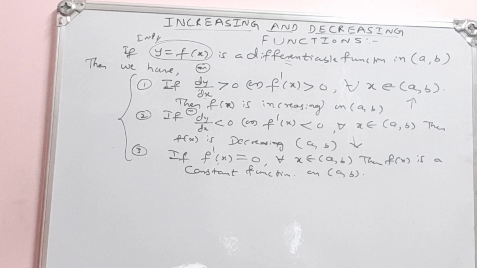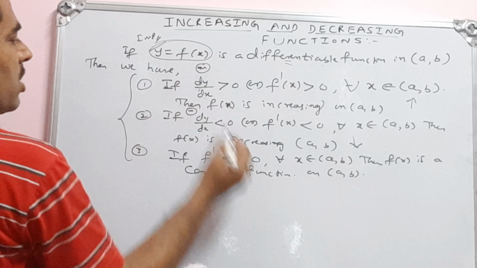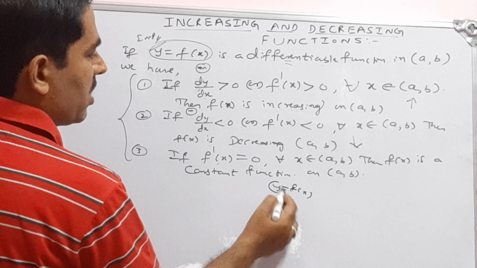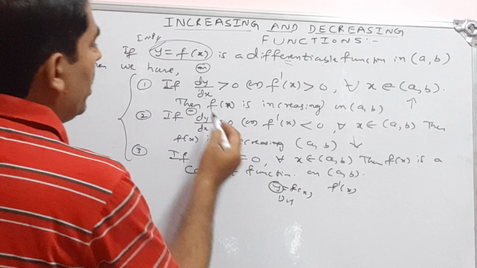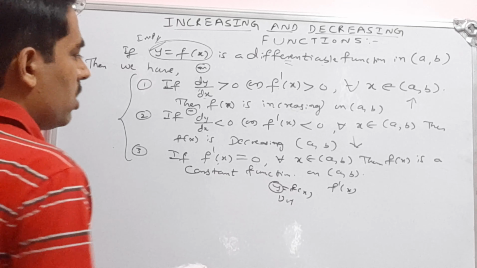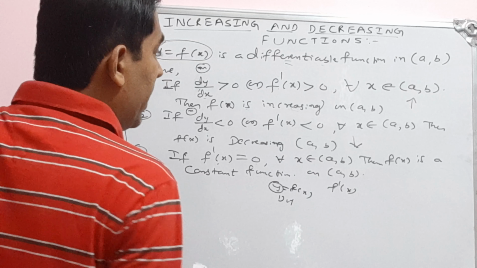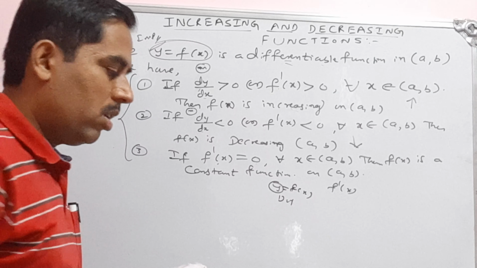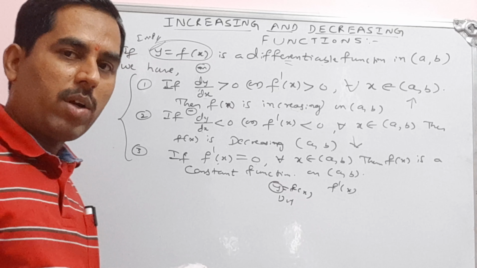So how can we determine whether the given functions are increasing or decreasing? That is the question here. First, there will be a function given, y is equal to f of x. Then we have to differentiate this and we will get the derivative, f dash x. Then we have to find the values of x by equating the derivative to 0, and afterwards we can decide the intervals.